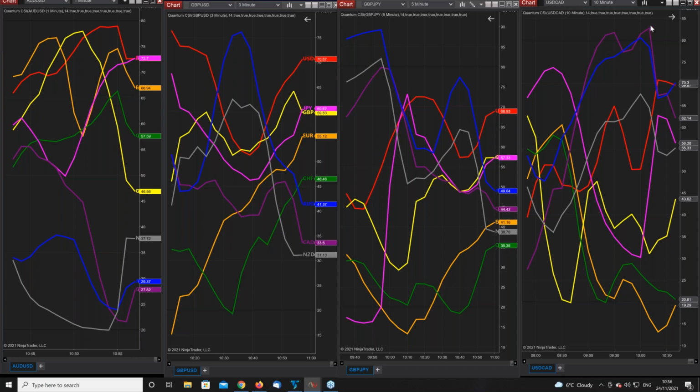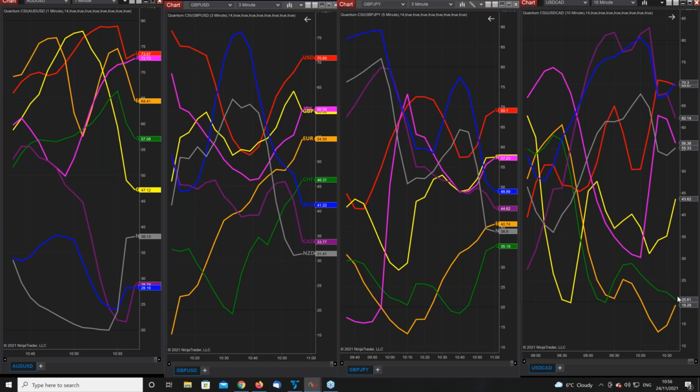We've got the CAD up here at the top in terms of 10 minute. We've got the euro down at the bottom. So maybe the euro is starting to find some bullish momentum here. You can see it's rising on 3. It's been up on 1 as well. It's got a nice way to go on 5, and it's just starting to turn up on 10. So perhaps the euro might be looking for a bit of buying right now.